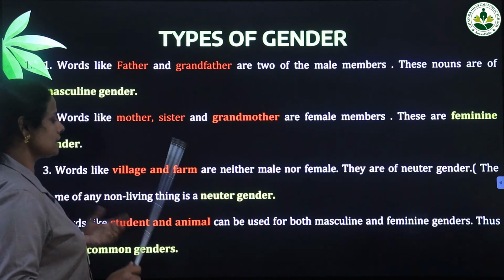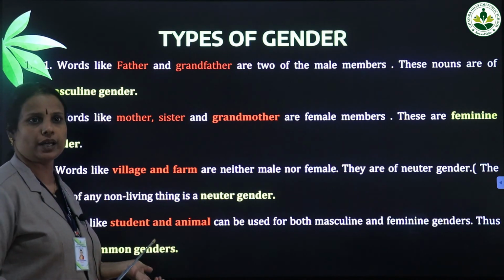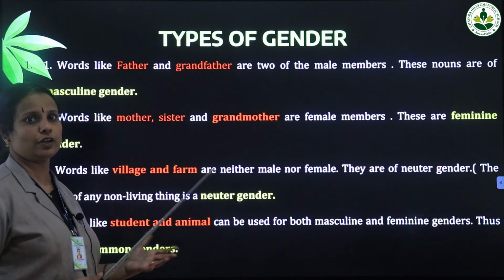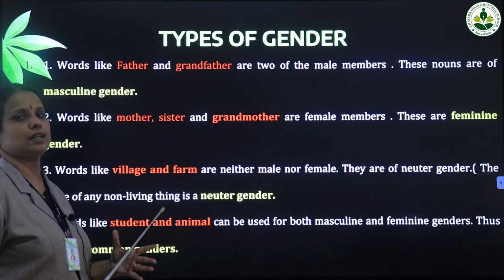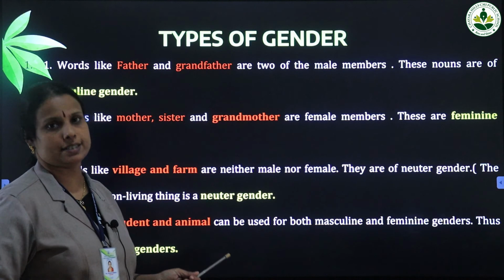Then again, some words in that paragraph are student and animal. Student and animal can be male or female. We don't know, isn't it? But we generally call them students or animals. So they are called common genders.